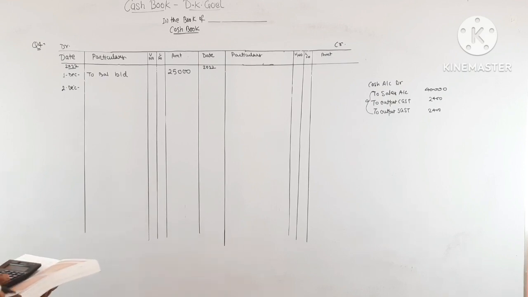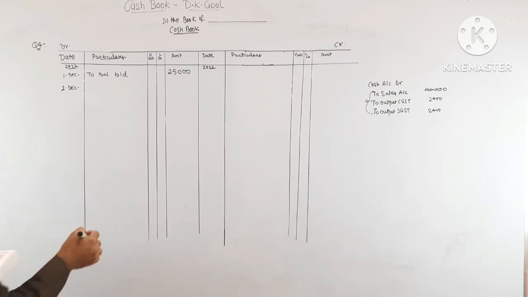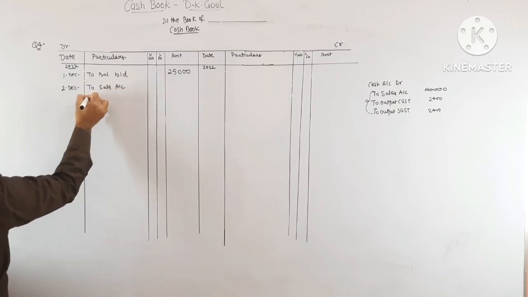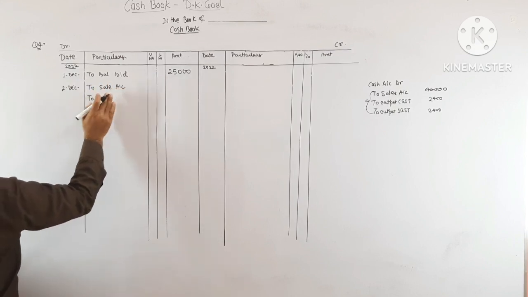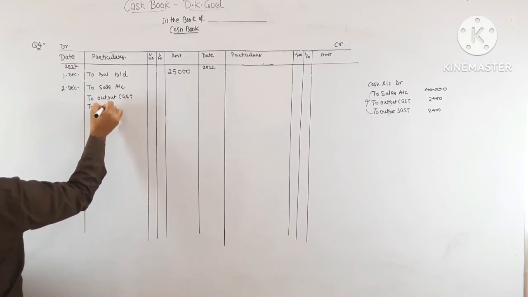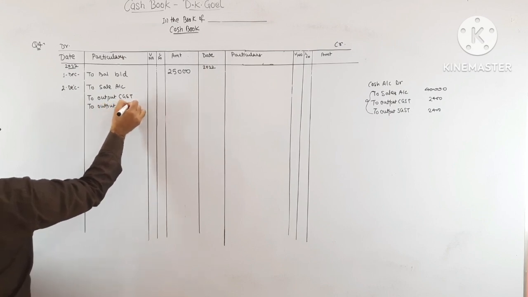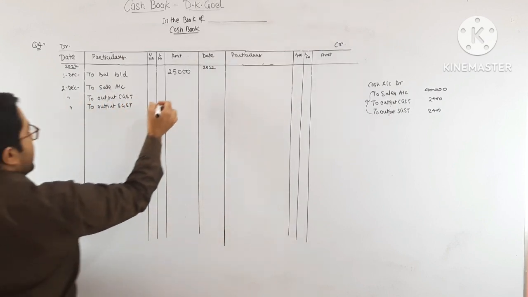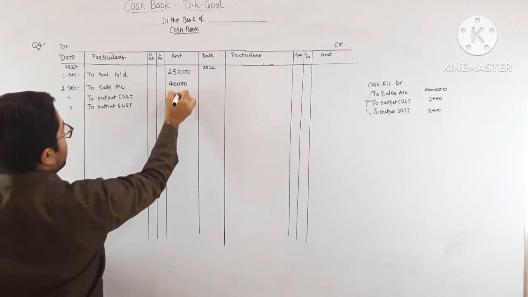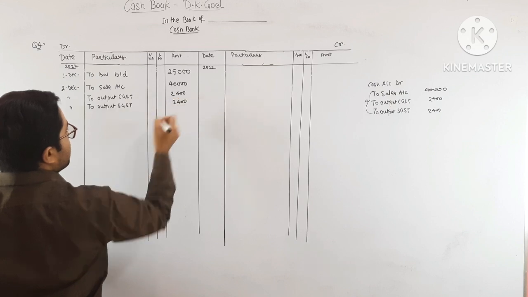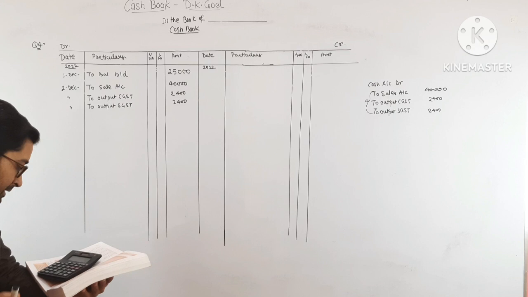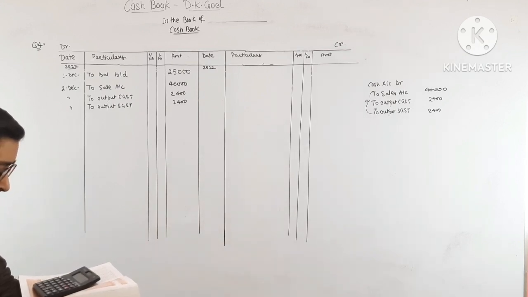देखिए वहां कैश जो है डेबिट हो रहा है, सो हम डेबिट कॉलम में आ जाएंगे और लिखेंगे क्या? टू सेल्स अकाउंट, टू आउटपुट CGST, टू आउटपुट SGST, and the amount is 40,000, 2,400. Okay, it is very easy.